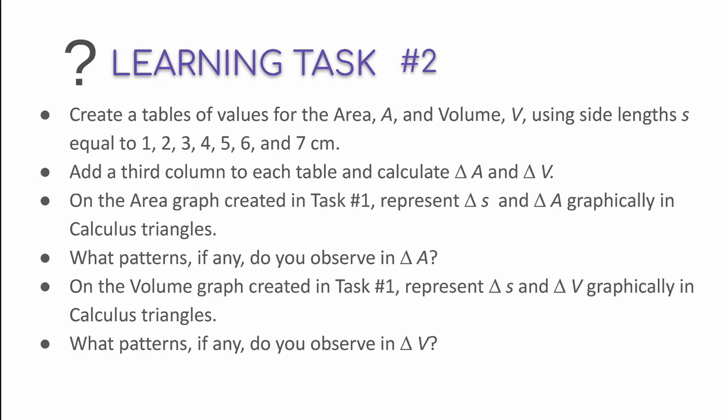Learning task 2 builds upon learning task 1. We are to create a table of values for the area, A, and volume, V, using side length S equal to 1, 2, 3, 4, 5, 6, and 7 centimeters. We are then to add a third column to each table and calculate delta A and delta V, that is, the change in A and the change in V.